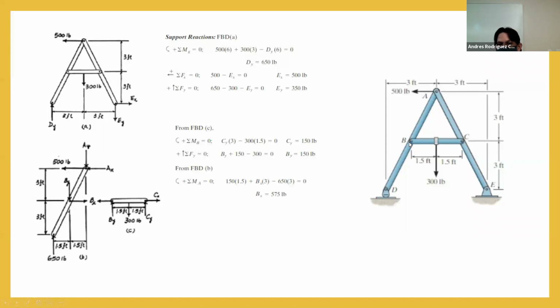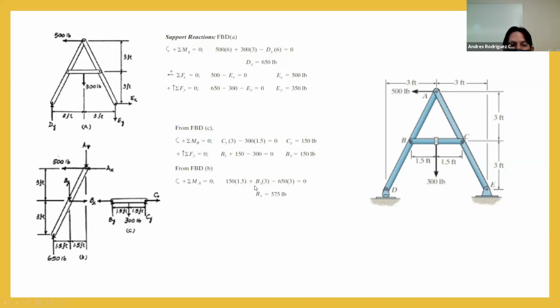So with those forces that we already obtained, we can analyze the next member, the member DA or AD. Using the free body diagram, we can do a summation of moments at A, and for sure we're going to have a force here, and we are going to have a force in here. Sorry, in here, the reaction. So we have 150 multiplied by 1.5.